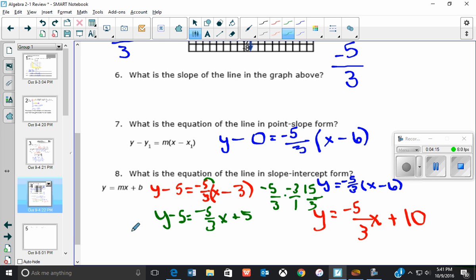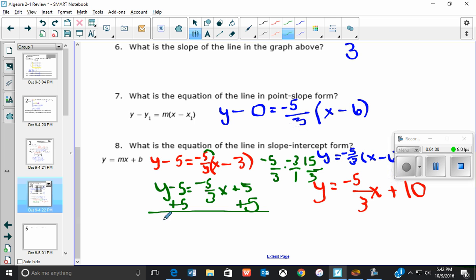Okay, and so now all we have to do is plus 5, additive inverse, because we want to get rid of the -5. And whatever we do to one side, we do to the other side. So plus 5 over here. And so -5 plus 5 cancels out. So y equals -5 thirds x.